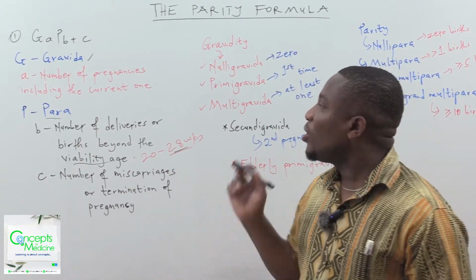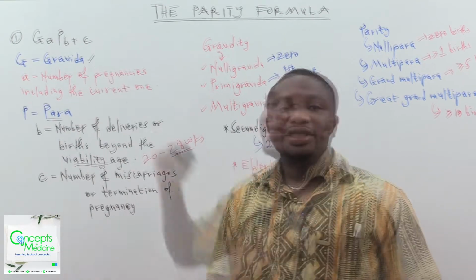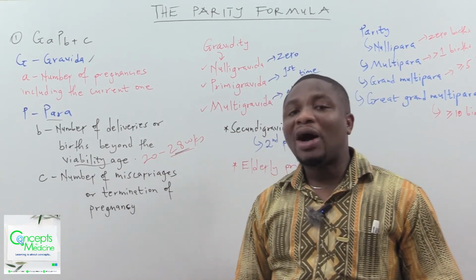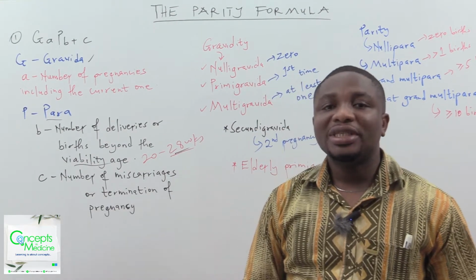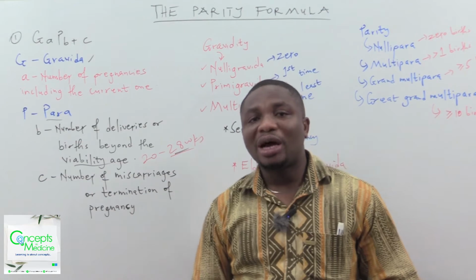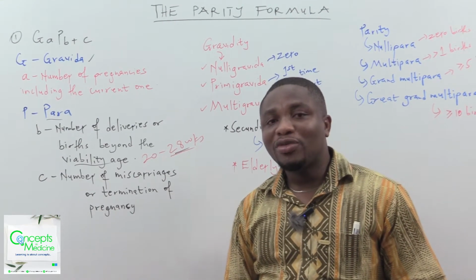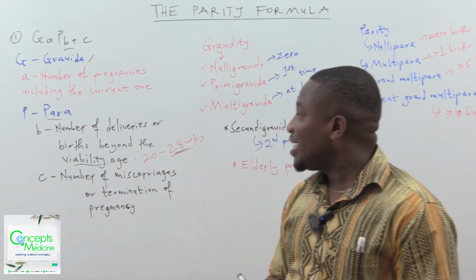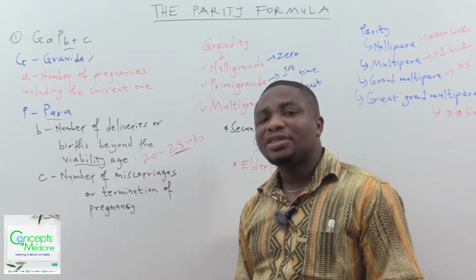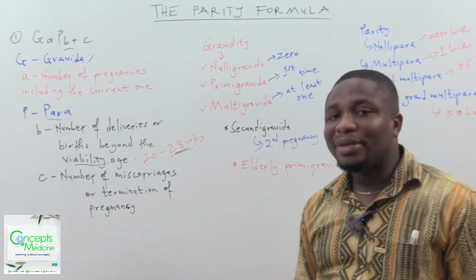Let's move on and look at the other subscript, that is C. C simply means the number of miscarriages or terminations of pregnancies. When we say miscarriage, it simply refers to abortions. Alright, before we move on, let's make a reference to the B again. For the B, we said the number of deliveries or births beyond the viability age.